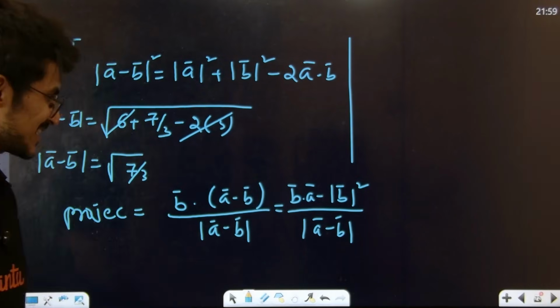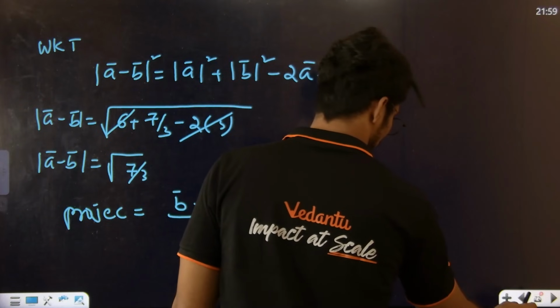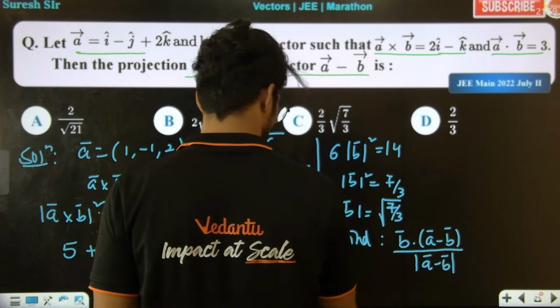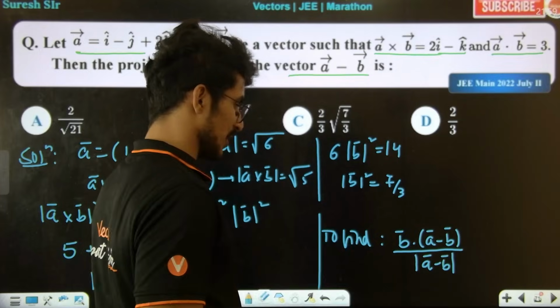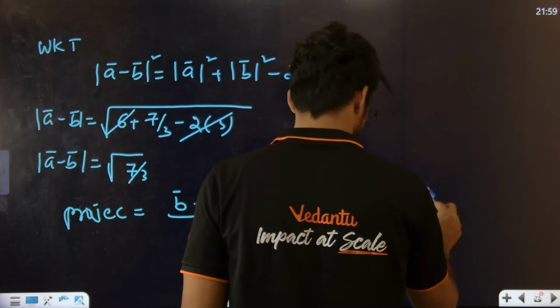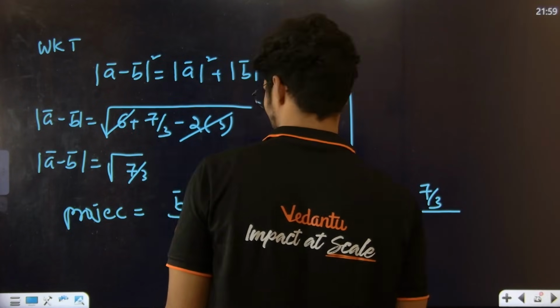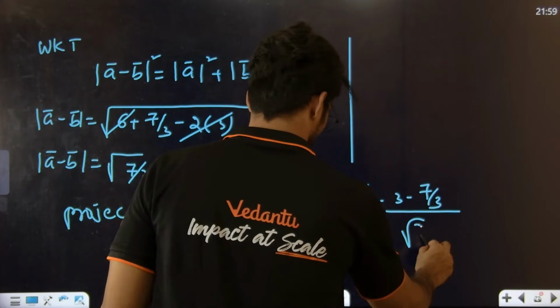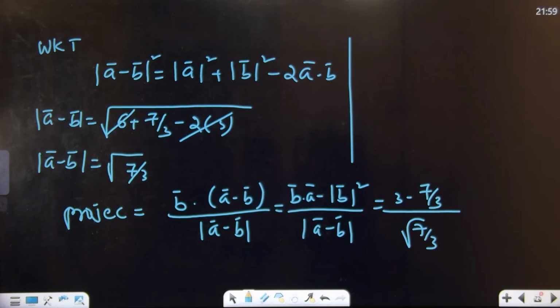Any doubt, sir? Yes sir. So what is A dot B, sir? Which is 3, minus the magnitude of B square. What is the magnitude of B square? The magnitude of B square is this actually. We don't need B actually. Guys, are you getting the point? Yes sir. So the magnitude of B square is 7 by 3. All divided by the magnitude of A minus B, which is root 7 by 3. Till this, any doubt?